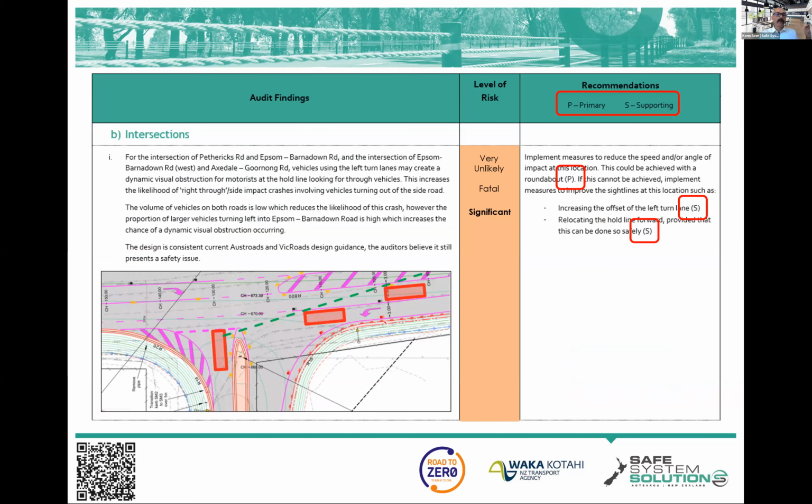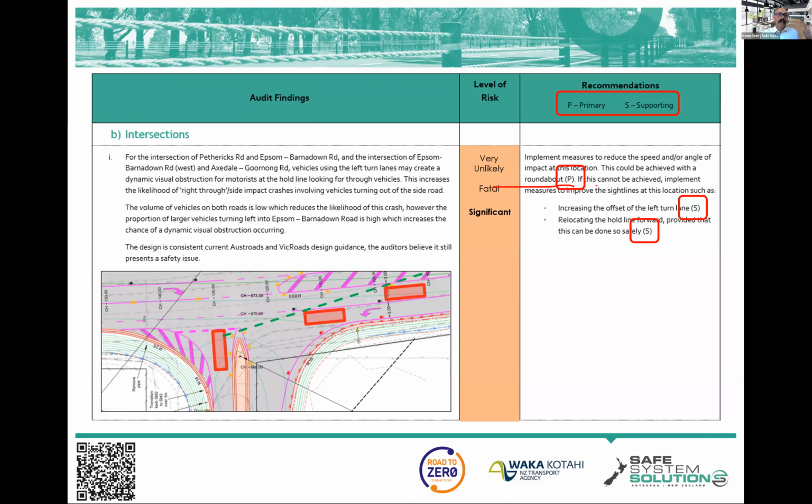But for this one, for example, we're saying here, okay, implement measures to reduce the speed and or angle of impact of this location. This could be achieved with a roundabout, which we're saying is one of those primary ones. If they put a roundabout in here, we're not going to have this right angle crash at that fatal or serious injury speed. That's our primary treatment. But we're kind of being realistic here in the sense that there's a fair chance that they wouldn't be able to afford a roundabout, or it's not what they've got funding for, all of these other challenges.